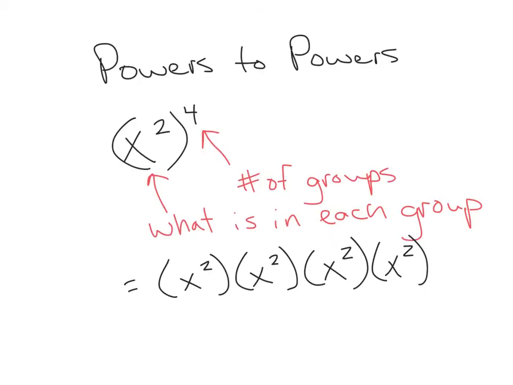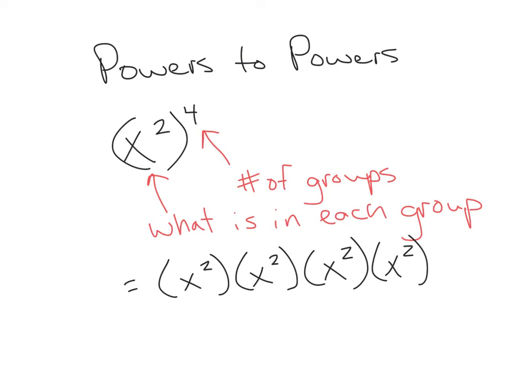So today we're going to look at what happens when you have an exponent outside parentheses. It's called powers to powers. Your exponent on the outside tells you how many groups, and then inside the parentheses tells you what is in each group. So this x squared to the fourth power tells me I have 4 groups, and in each group I have x squared. And then you would simplify that like normal.